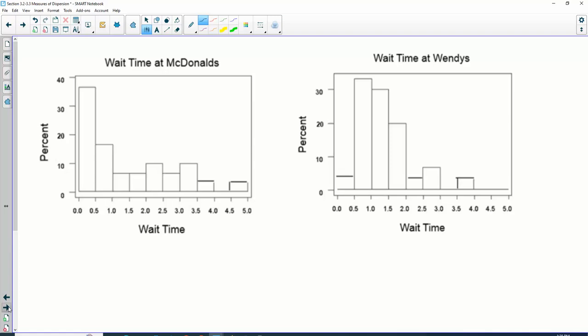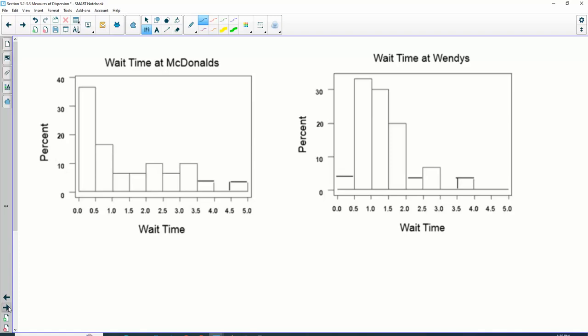What about at Wendy's? What's our maximum time? 4 minutes. What about McDonald's? 5. Is there a difference there? Yeah. Okay, so with our Wendy's, almost everyone got it in under 3 minutes. But at McDonald's, after the 3-minute mark, we still had quite a few orders that took over 3 minutes.